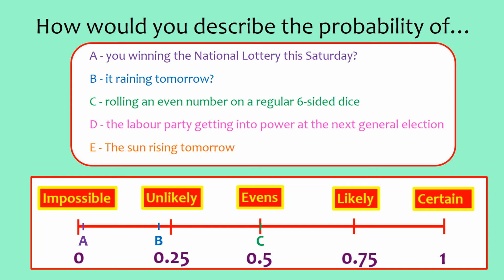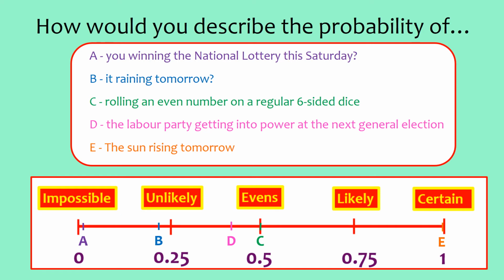D, chances of the Labour Party getting into power at the next general election. This will change, obviously, but I put it here, and I'll show you why in a minute. I used some other data, which I'll show you in a minute. E, the sun rising tomorrow, well, we hope. It's pretty certain the sun will rise tomorrow. So see maybe if you can think of some more examples and where you would put them on the probability scale.